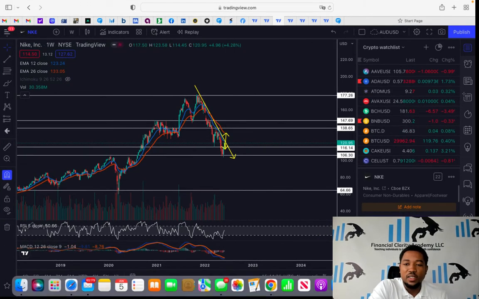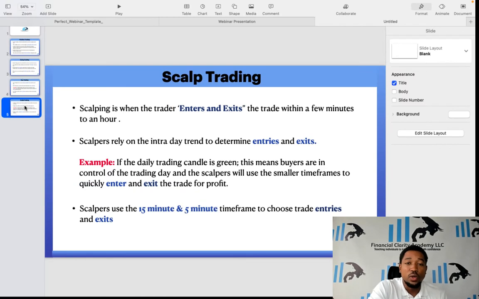So let's go to scalping. So scalping is another very technical style of trading. A lot of Forex traders like to scalp, and crypto traders, and you can scalp as an option trader as well. This is a very good strategy. So scalping is when the trader enters and exits the trade within a few minutes to an hour. Scalpers rely on the intraday trend to determine exits and entries. Example, if the daily trading candle is green, this means buyers are in control of the trading day, and scalpers will use the smaller time frames to quickly enter and exit the trade for profit.